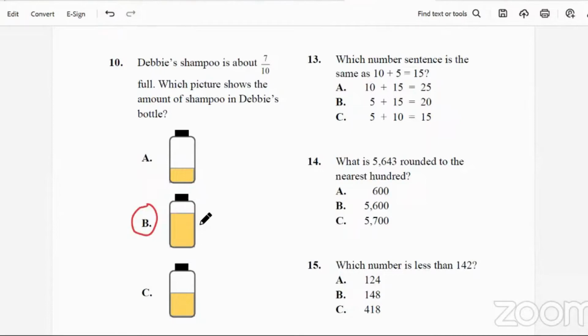So this one gives basically the estimate of what 7 out of 10 would look like. If we were to divide this bottle into 10 equal parts, then the 7th mark would come somewhere around where the height of the shampoo is in the bottle.